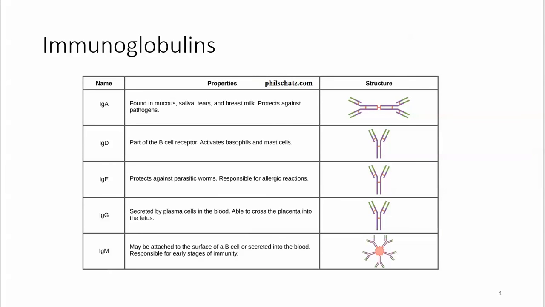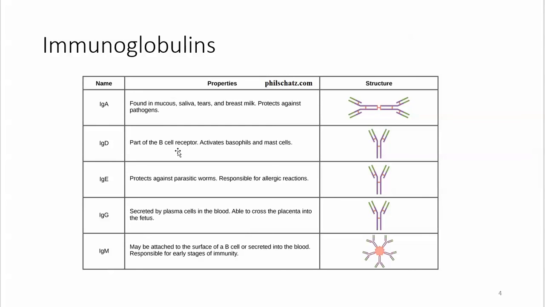Talk about immunoglobulins. IgA, found in mucus, saliva, tears, and breast milk, and protects against pathogens, especially in body cavities. This is called a dimer, so it's two. Here's your IgG, it's two of these linked, and in this area right here, it's called a J chain, and it connects two or more of these basic units.